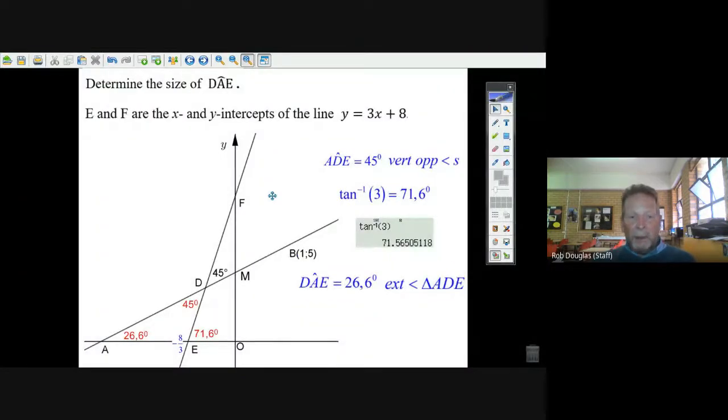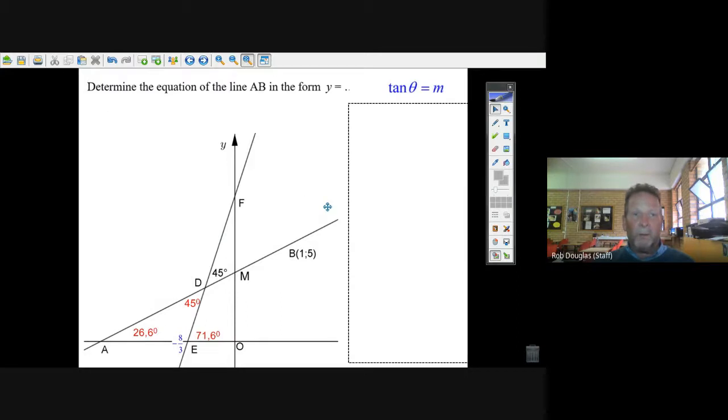Okay, we figured out a couple of things here. In the first questions, we figured out that the coordinates of E were -8/3 and 0. And we figured out all these angles using an angle of inclination, vertically opposite angles, and then exterior angles. We got angle DAE. Let's take a look at the next question.